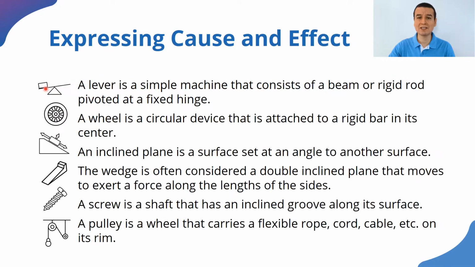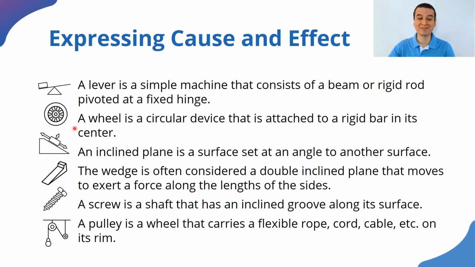So now, please let's read the following text about simple machines. Let's read it together. These are like definitions of these simple machines. A lever is a simple machine that consists of a beam or rigid rod pivoted at a fixed hinge. So, as you can see, a lever is a simple machine that performs the action of lifting things if we have some support, a point on which the bar pivots.